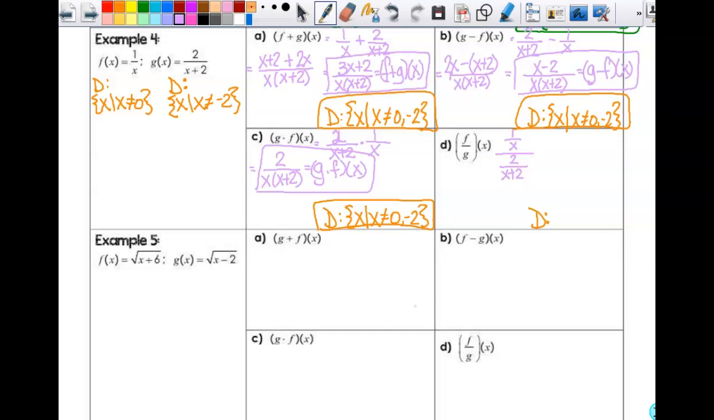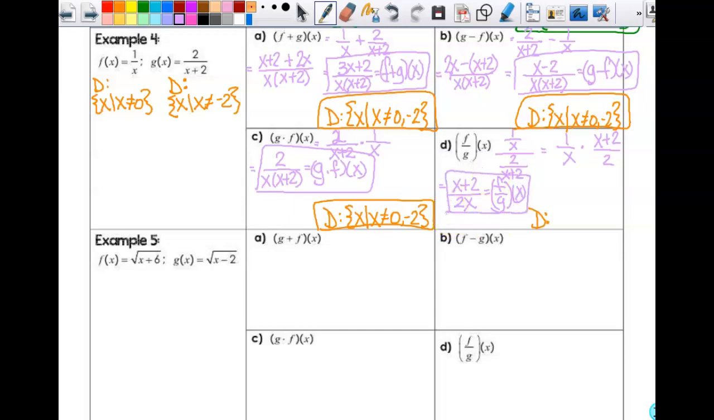Keep, change, flip. So you keep this one, you change it from division to multiplication, and you multiply by the reciprocal. So this becomes 1 over x times x plus 2 over 2. Do I need a common denominator? No. You multiply straight across, and you get x plus 2 over 2x. Can I reduce that at all? No. That is equal to f over g of x.